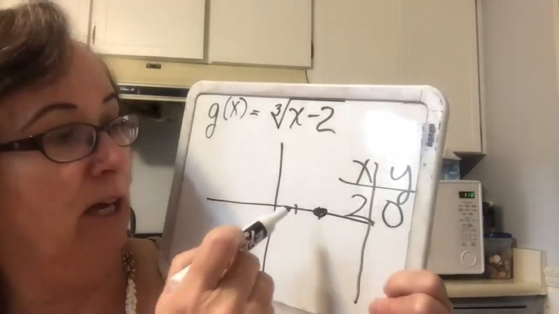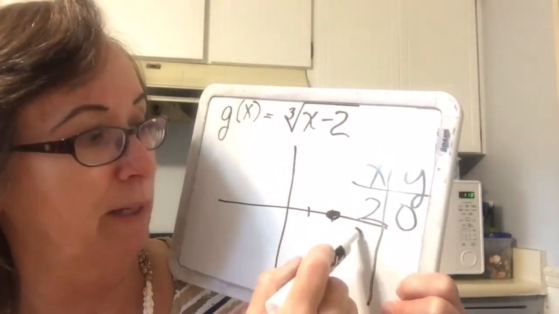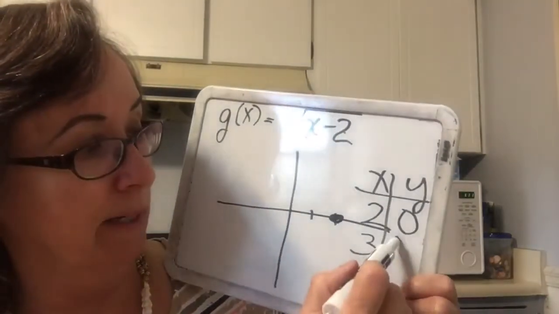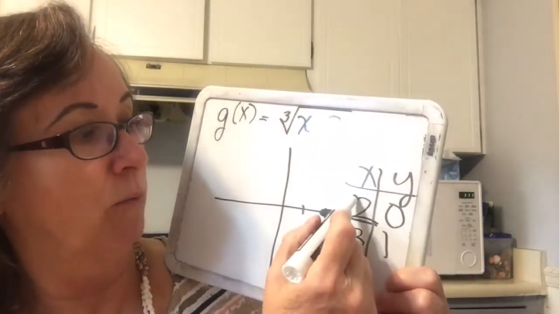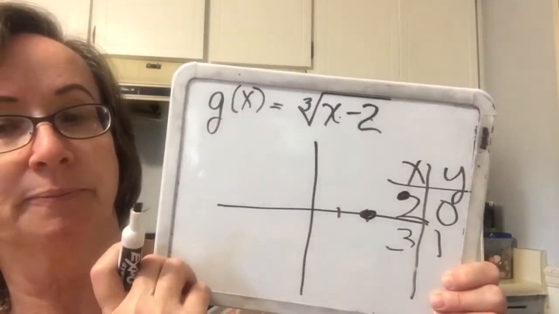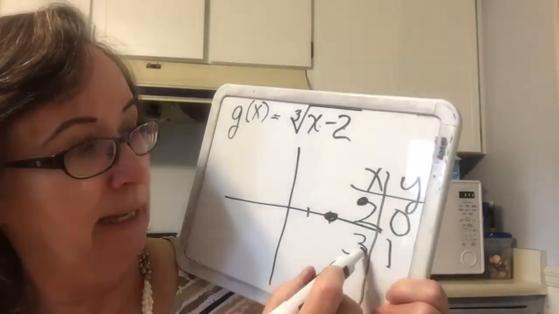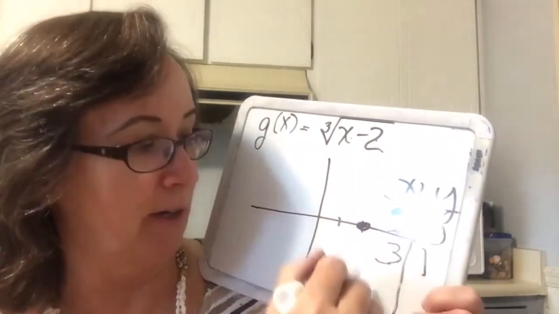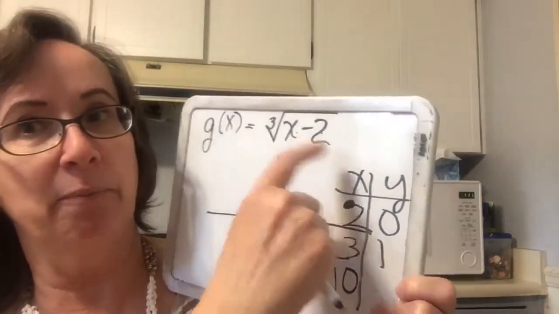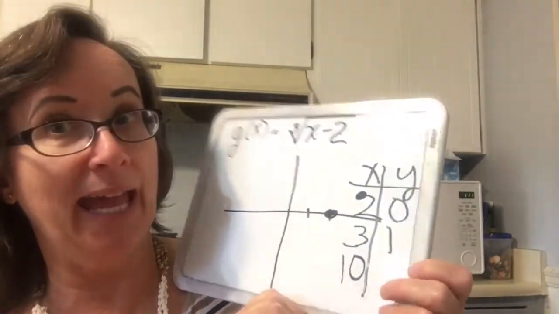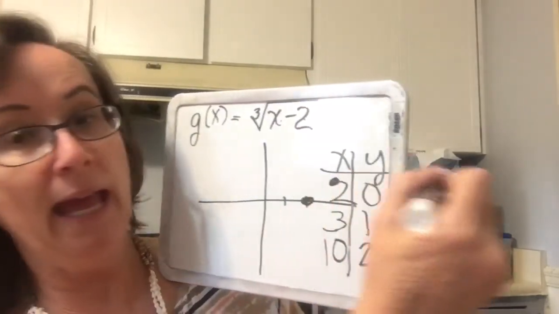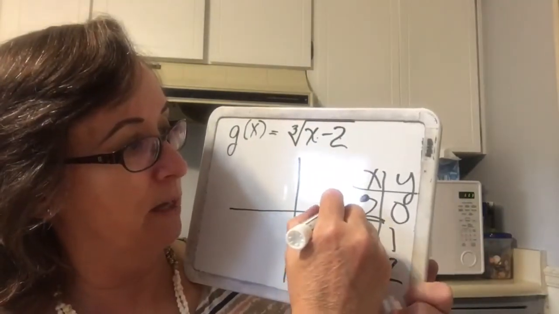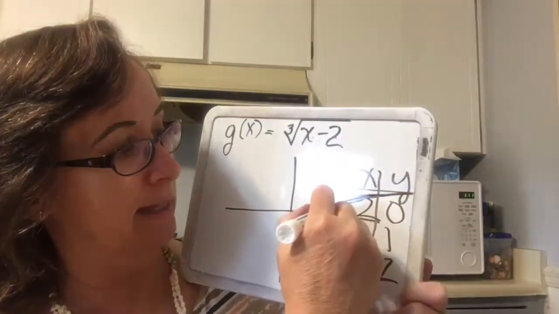All right. So then if I go 1 point to the right of 2, I put in 3. 3 minus 2 is 1. The cubic root of 1 is 1. So 3, 1 would be a point. Okay. And then if I wanted an 8 under there, I'd have to put a 10 in for x. So 10 minus 2 is 8, and the cubic root of 8 is 2. So way over here somewhere would be 10, 2. All right, so we know that the sweep is going to go up just like this.